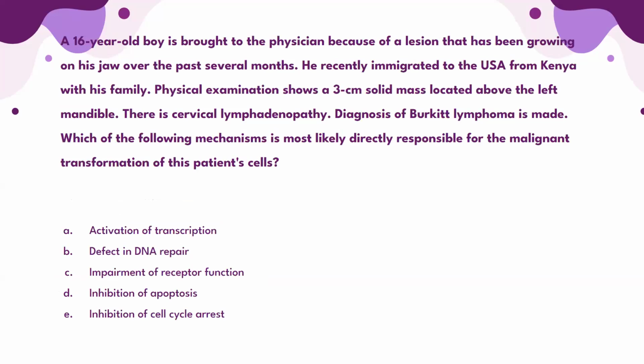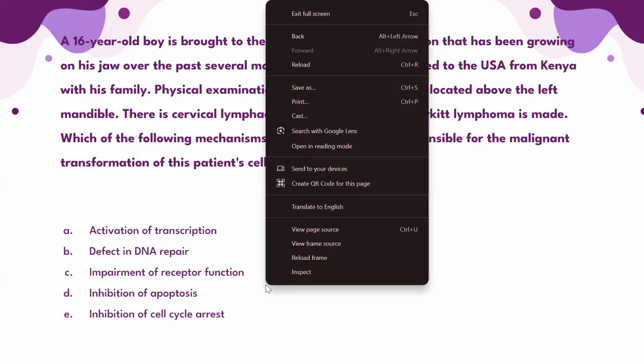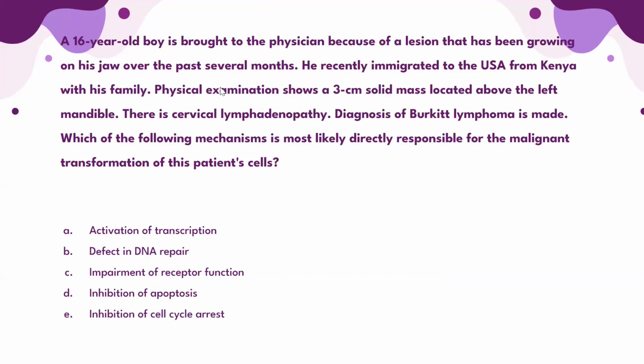All right, next question. A 16-year-old boy is brought to the physician because of a lesion that has been growing over his jaw for the past several months. He recently immigrated to the USA from Kenya with his family. Physical examination shows a 3-centimeter solid mass located above the left mandible. There is cervical lymphadenopathy as well. That means that the lymph nodes in the neck are swollen. Diagnosis of Burkitt lymphoma is made. Which of the following mechanisms is most likely directly responsible for the malignant transformation of the patient's cells?